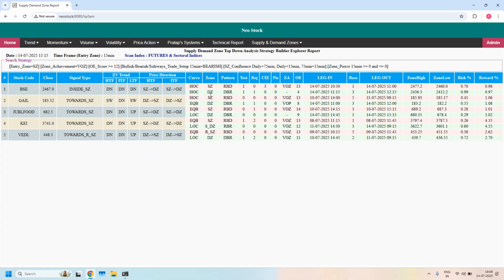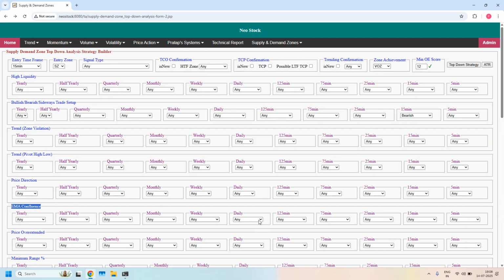In all the 5 stocks, all these 15 minute supply zones are overlapped with 75 minute supply zone, both together again overlapped with the daily supply zone. Daily trend is down in all the stocks except the second one. Let us ignore the second. For the remaining 4 stocks, let us verify daily supply zone with daily EMA confluence.